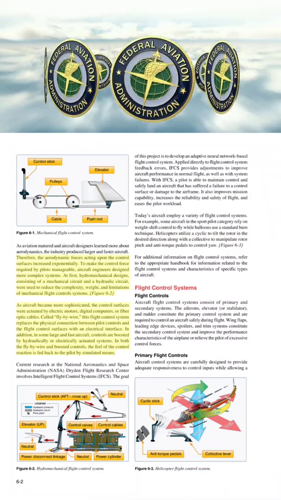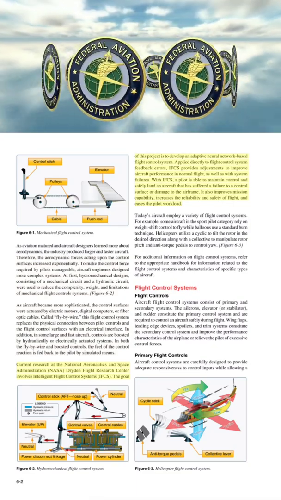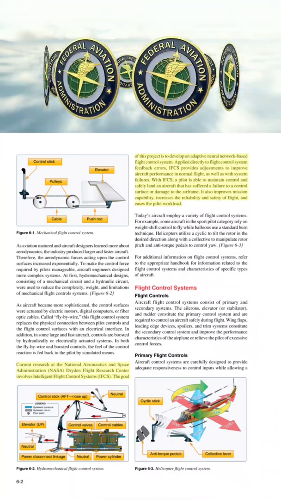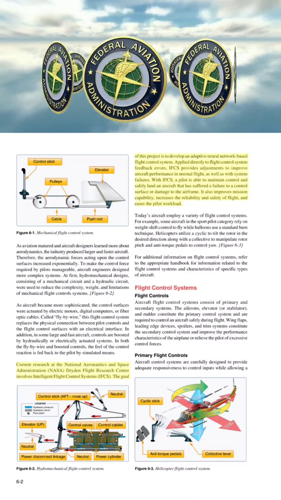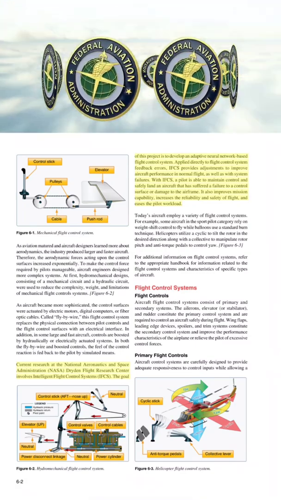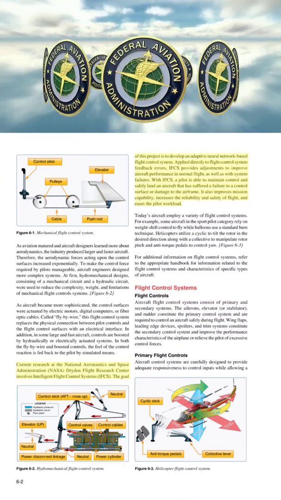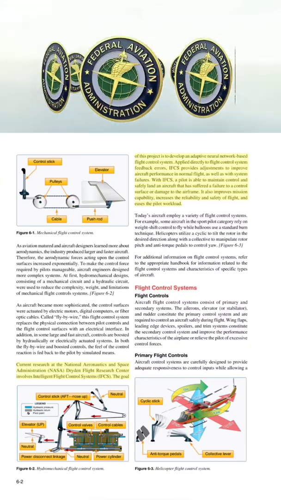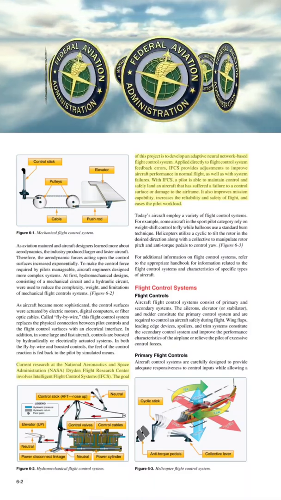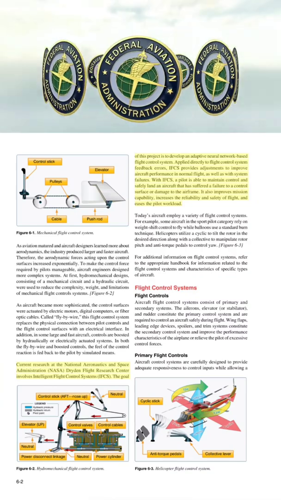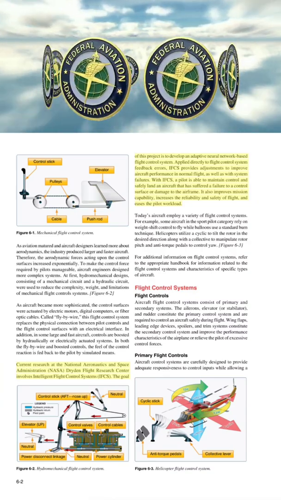simulated means. Current research at the National Aeronautics and Space Administration (NASA) Dryden Flight Research Center involves Intelligent Flight Control Systems (IFCS). The goal of this project is to develop an adaptive neural network-based flight control system. Applied directly to flight control system feedback errors, IFCS provides adjustments to improve aircraft performance in normal flight, as well as with system failures. With IFCS, a pilot is able to maintain control and safely land an aircraft that has suffered a failure to a control surface or damage to the airframe. It also improves mission capability, increases the reliability and safety of flight, and eases the pilot workload.